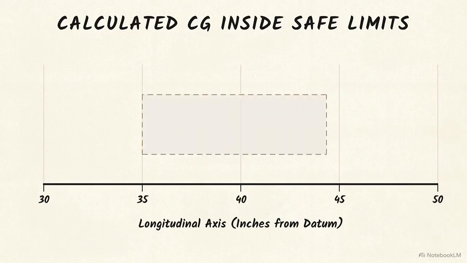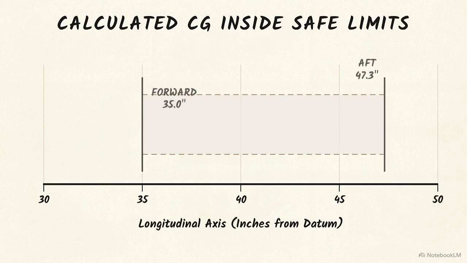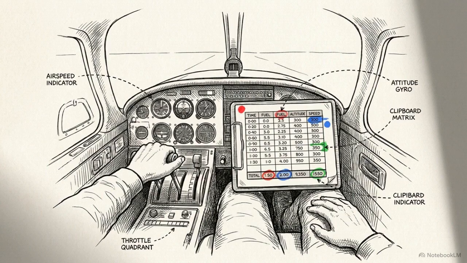This box shows the legal envelope for our aircraft. With a forward limit of 35 inches and an aft limit of 47.3, our 44.4-inch calculation plots well inside the safe zone. Confirming your loaded aircraft sits within these precise boundaries before engine start is the entire reason this arithmetic exists.